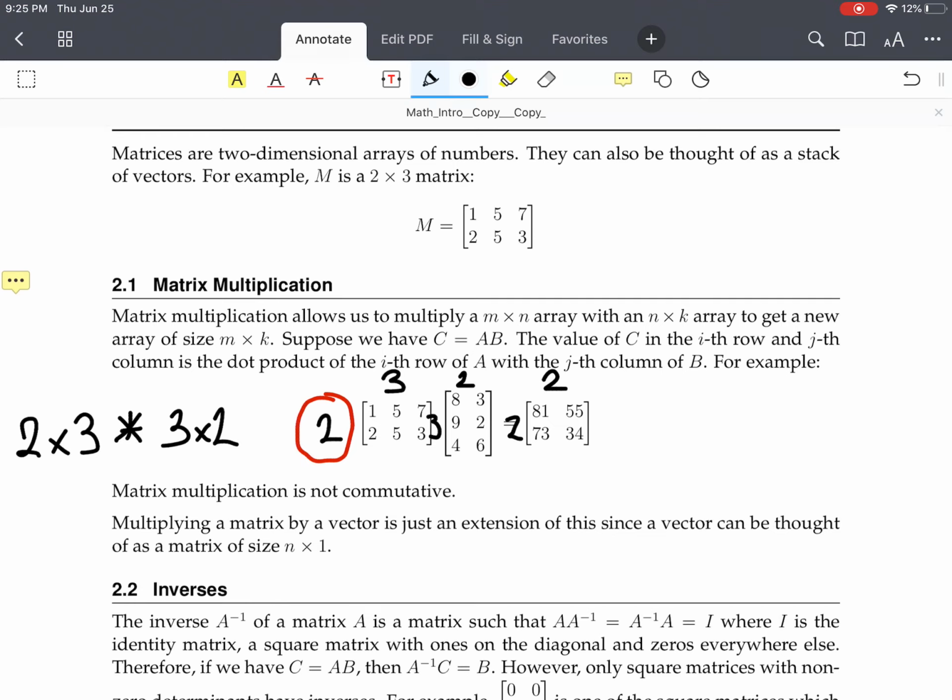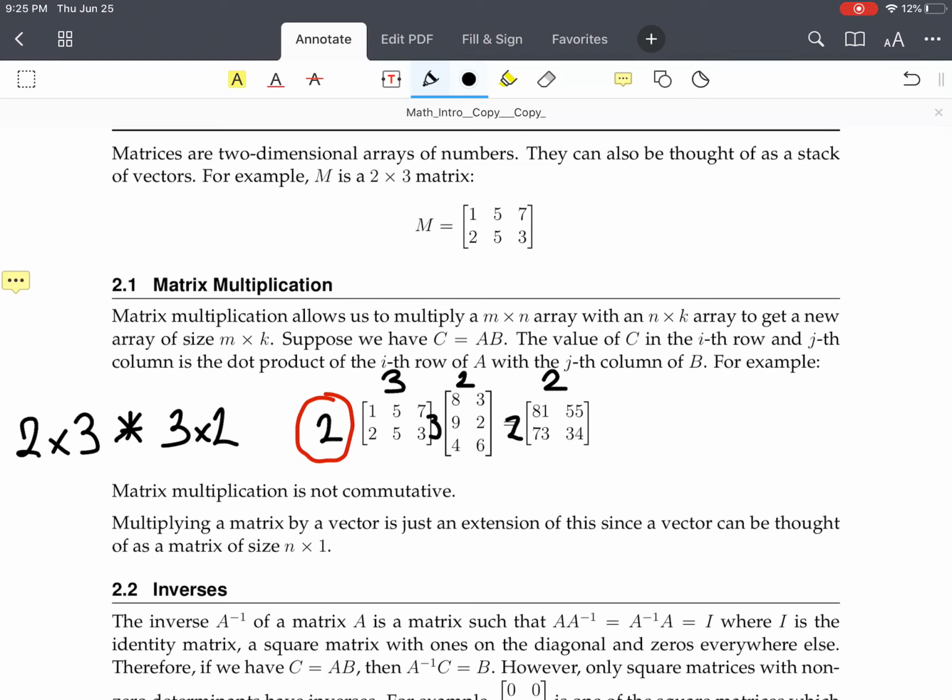So matrix multiplication is essentially just a series of dot products, and that's all. Matrix multiplication is not commutative, so A times B is not the same thing as B times A. So that's an important thing to keep in mind. And so multiplying a matrix by a vector is essentially just an extension of this.